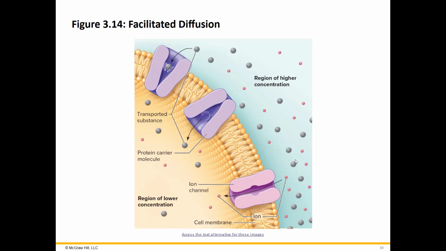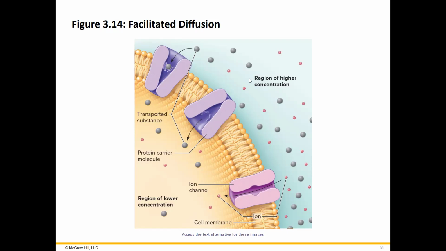The charge of the ion pushes it in, the shape of the molecule pushes it in, but they can't freely travel through the protein, the phospholipid bilayer. They need the help of these proteins. In this case, both of these proteins are transmembranal proteins. But because it needs the help of a protein, it has to be facilitated. It has to be helped out.